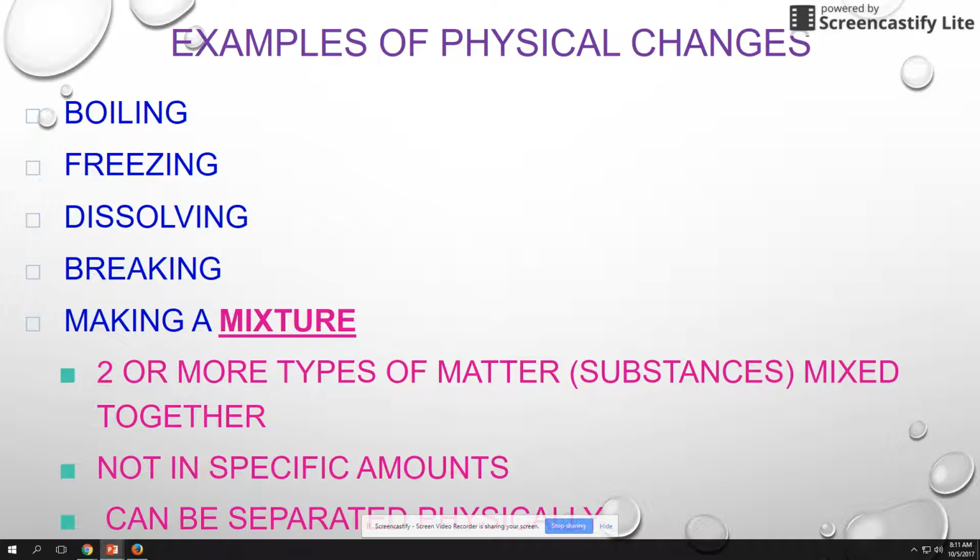Making a mixture. Think of trail mix. Trail mix is a mixture, two or more types of matter, substances mixed together. When you put trail mix together, you have all kinds. You have nuts, you have chocolate, you have dried fruits, you have all kinds of things. But it doesn't have to be in a specific amount, and they can be separated physically. A mixture is different than a solution because you can separate it physically.